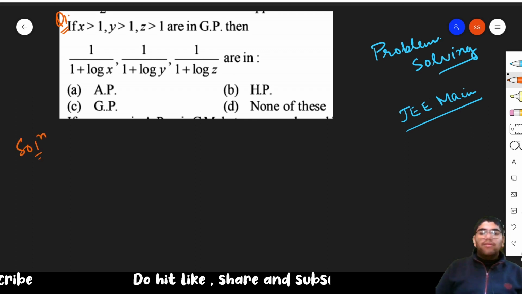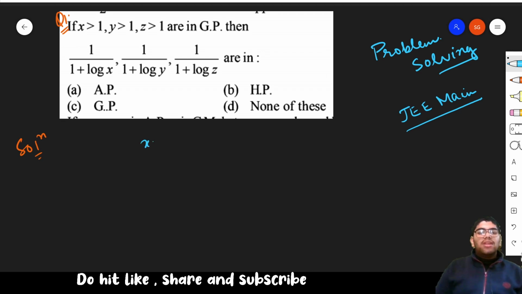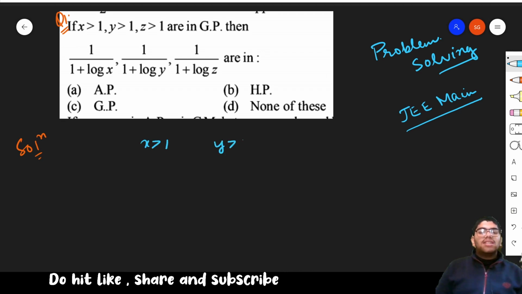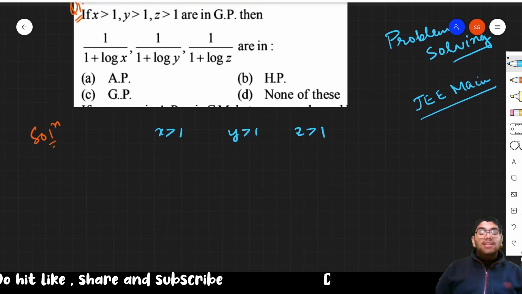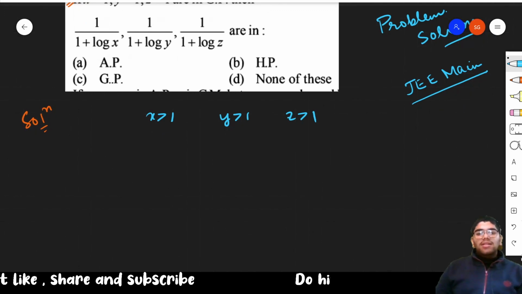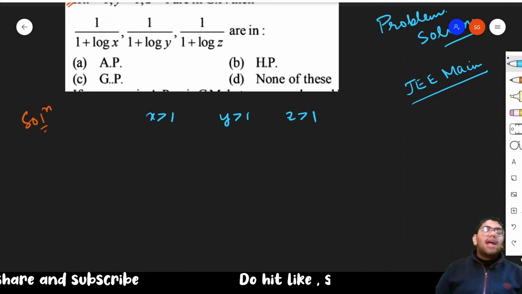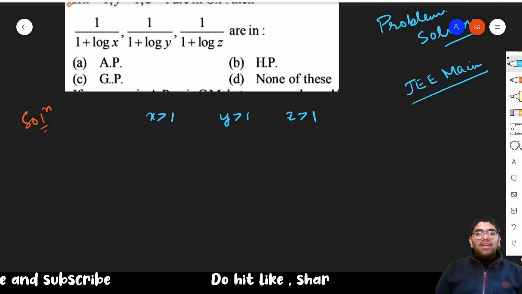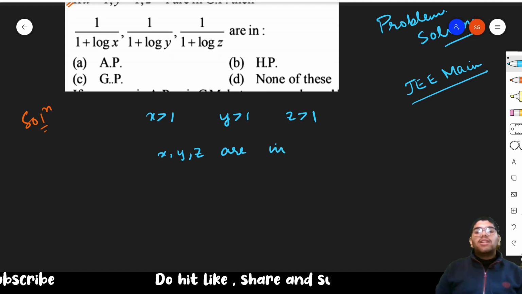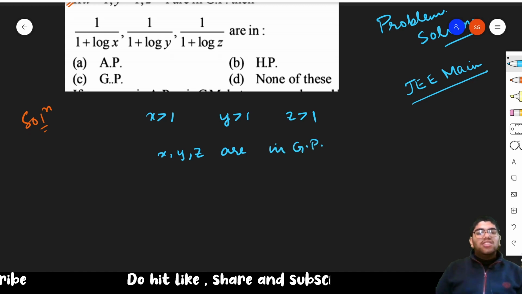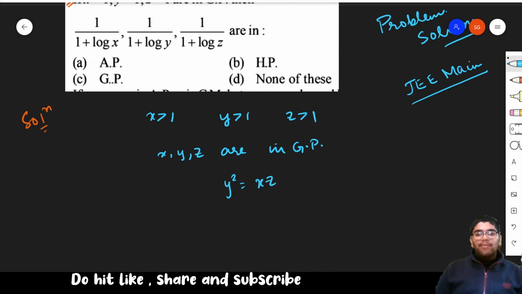So let us solve this problem. This is a very easy problem. See, we have been given that x is greater than 1, y is greater than 1, and z is greater than 1, and these numbers are in GP. Since these numbers are in GP, x, y, z are in geometric progression, or we call it GP. So I can say that y square is equal to xz.